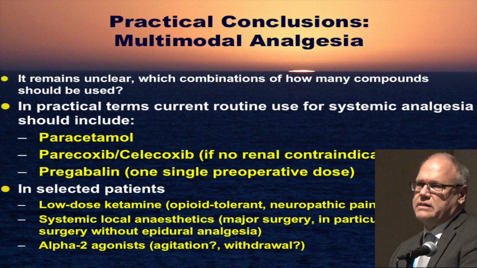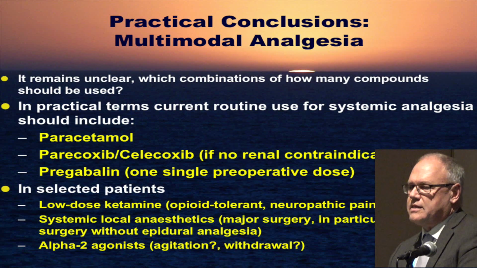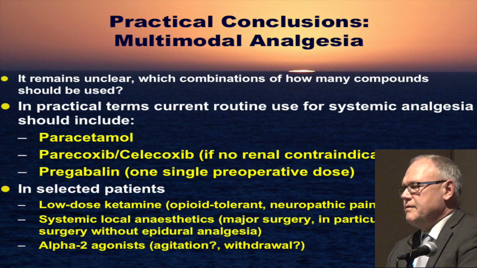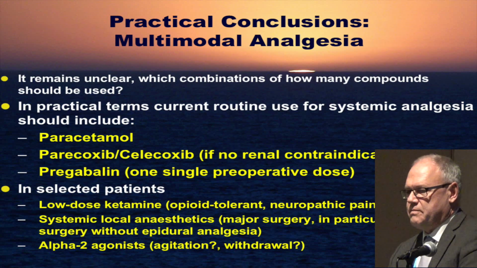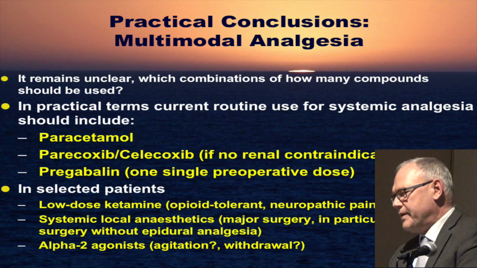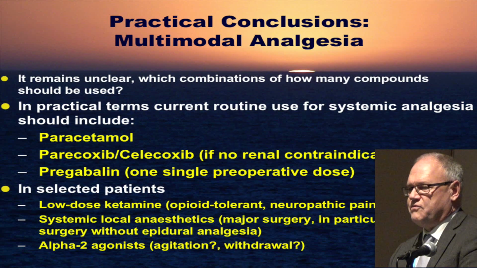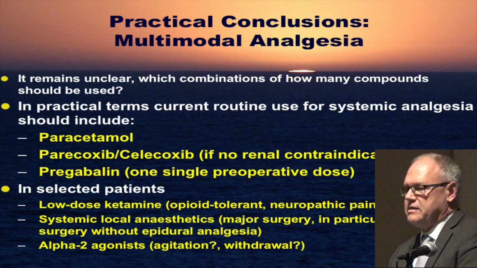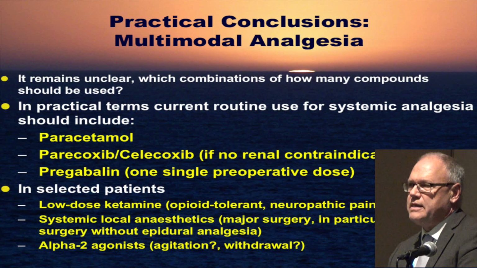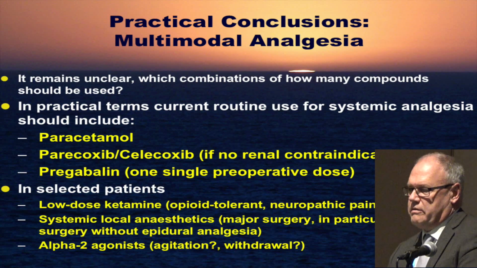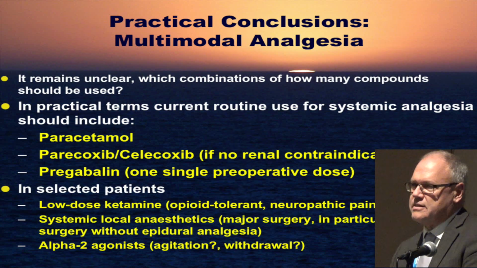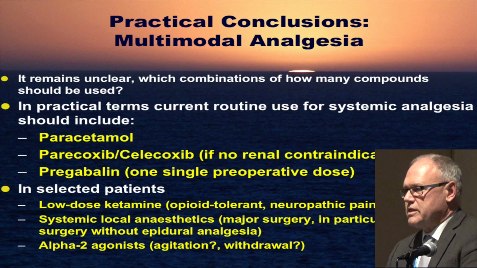combinations. In practical terms, I think it makes sense to say that pretty much routine use should be paracetamol, a coxib, and pregabalin or gabapentin, depending on what your system funds. And then in selected patients, low-dose ketamine, and here we see in particular advantages in opioid-tolerant patients, and that is in line with the evidence and fits a little bit the discussion on opioid-induced hyperalgesia.